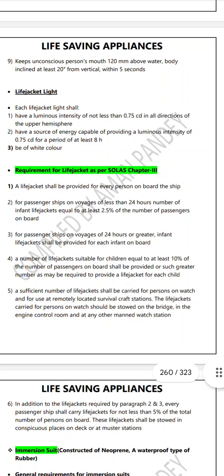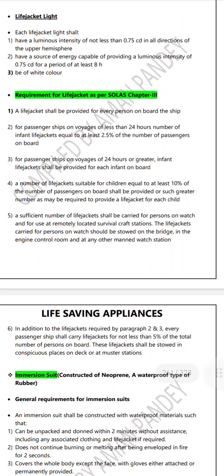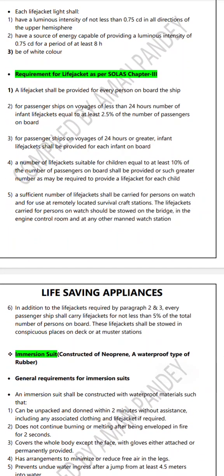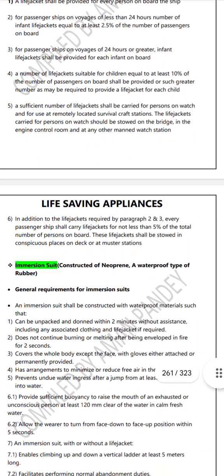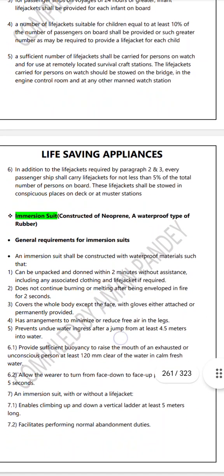So a life jacket should be provided for every person on board the ship. For a passenger ship, 2.5 percent, equal to at least the number of infants. Okay, for a ship on voyage, sufficient shall be carried for persons on board and remotely located groups. Okay, this is good here.